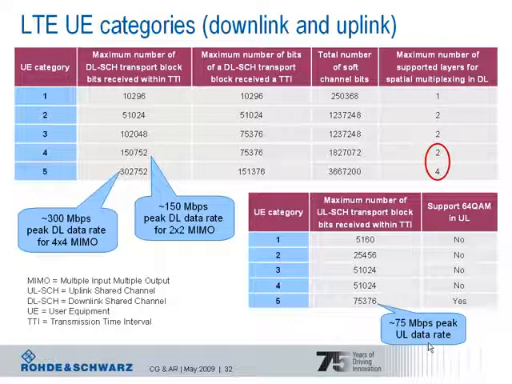So this column and these values also determine the actual peak downlink data rates that can be supported by a certain UE category. For example, if a UE of category 4 is able to receive around 150,000 bits in 1 millisecond TTI, this translates into a 150 megabit per second peak data rate.